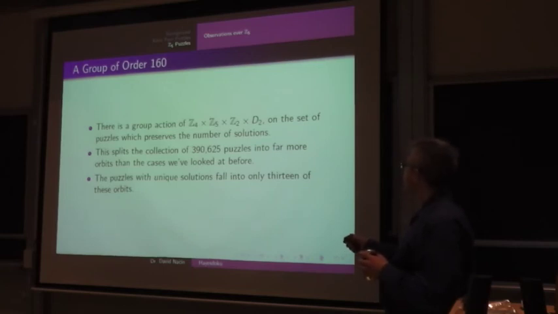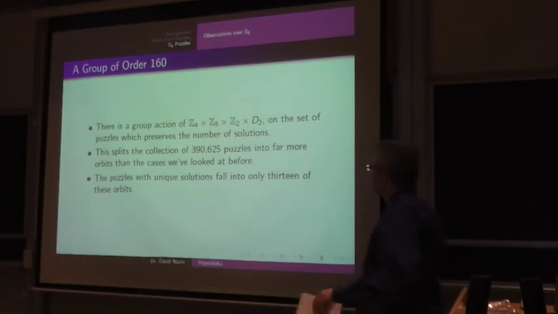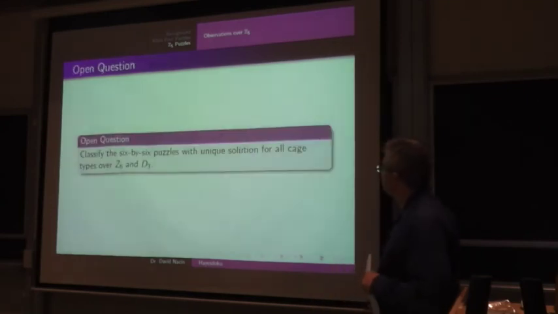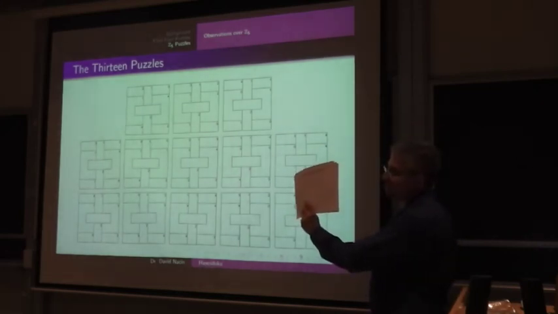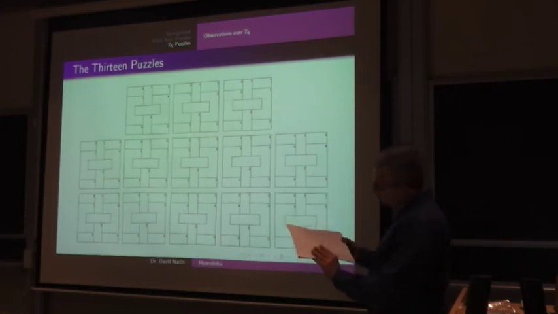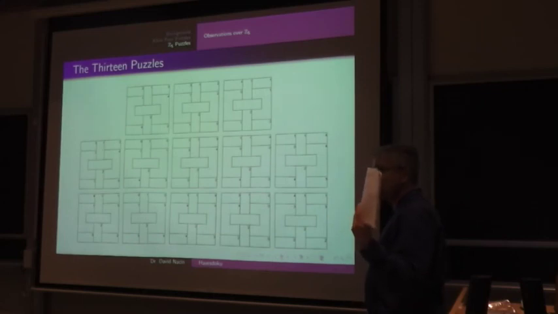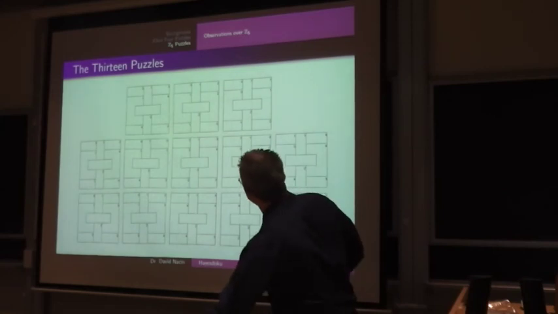Unfortunately, there's enough puzzles that this is still very, very large, but the puzzles with unique solutions fall into 13 of these orbits only. So I actually have a handout here, so you guys can try one puzzle from each of the orbits. You can see that when you're actually solving them, the information that ends up being immediately given does feel different in each of these different orbits. So this is something you guys can try later on. You can take that with you.